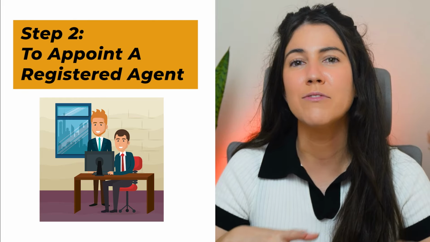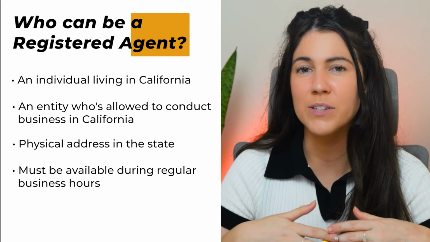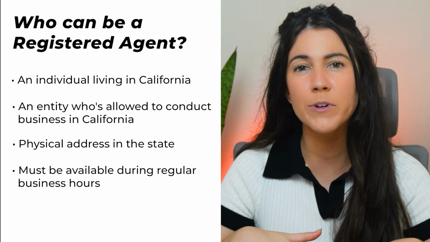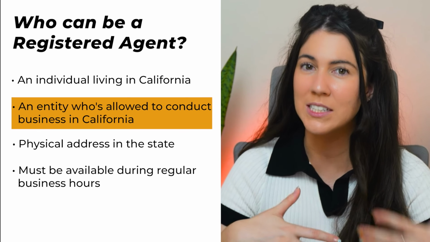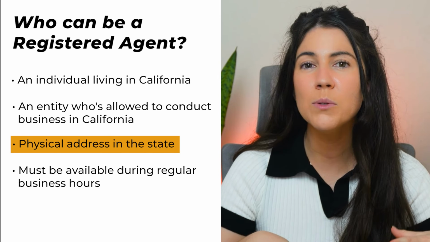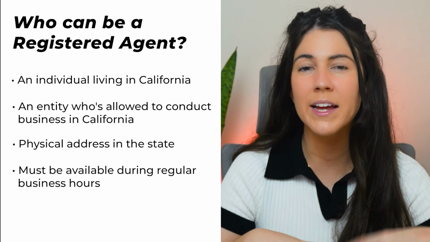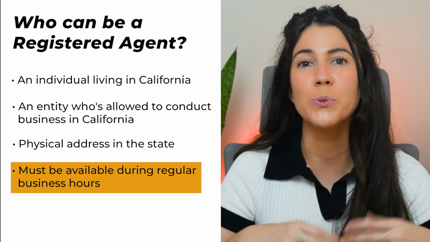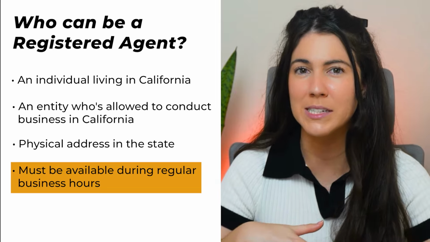So step 2 is to find a registered agent. A registered agent is a person or business that is going to help you receive and send significant legal documents to and from the government on your behalf. So in case you get sued or the state needs to contact you, they're going to contact you through your registered agent. So who can be a registered agent? They must be an individual living in California, or they must be an entity who's allowed to conduct business in California. They also must have a physical address in California, and they must be on site and available to accept documents during regular business hours.